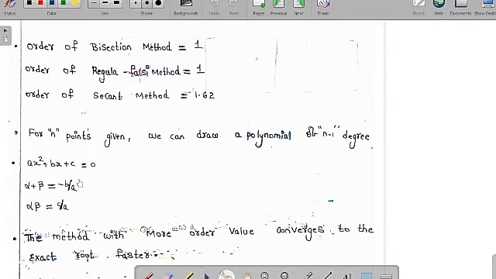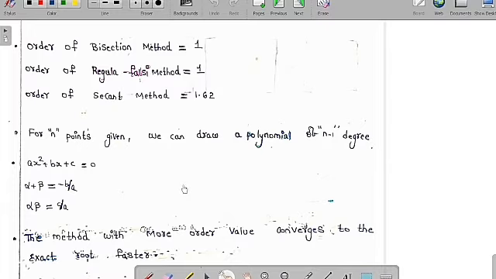Suppose there is a quadratic equation ax square plus bx plus c is equal to 0. Then the roots are alpha and beta, and the sum of the roots is minus b by a, whereas alpha into beta is equal to c by a. In case you forgot the formula, the sum of the roots is minus 1 to the power of 1 into the coefficient of x to the power of n minus 1 divided by the coefficient of x to the power of n.